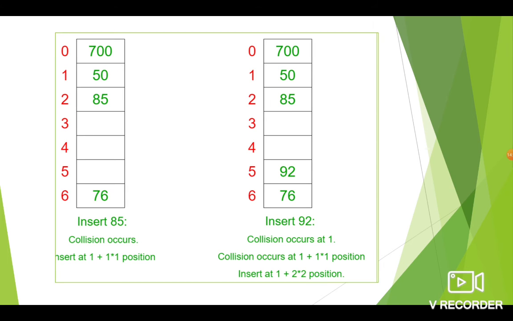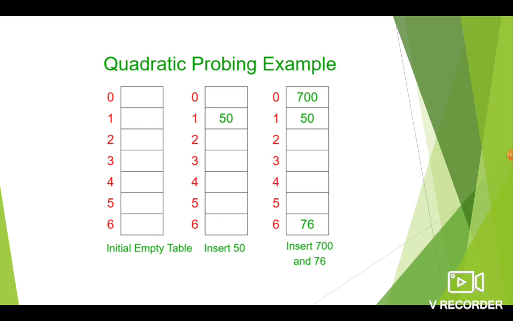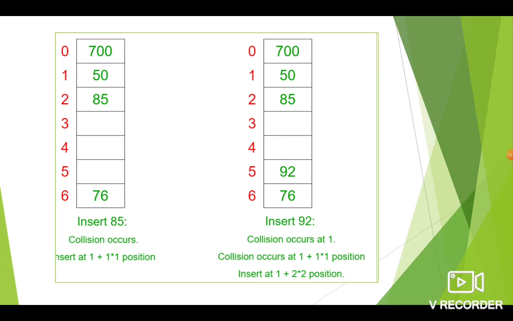When we are inserting 85, it gives you a collision. So which location do I have to choose? Index plus 1 modulus hash table size. So that's why the element is stored in the second index. At the second index, I have stored the element 85.